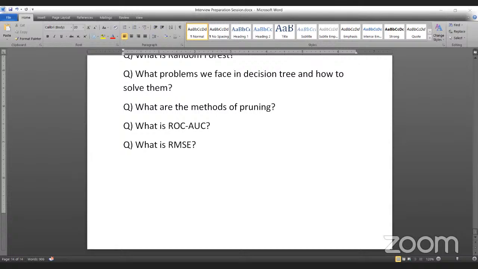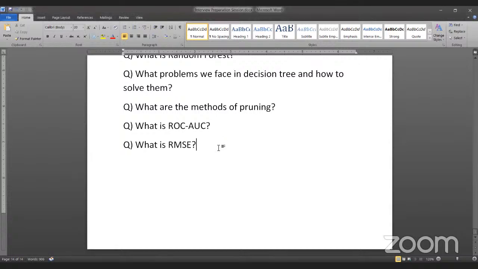Okay, now let's discuss something from deep learning. So the first question is, what is TF-IDF? Here we start with some questions on deep learning. So what is this TF-IDF?